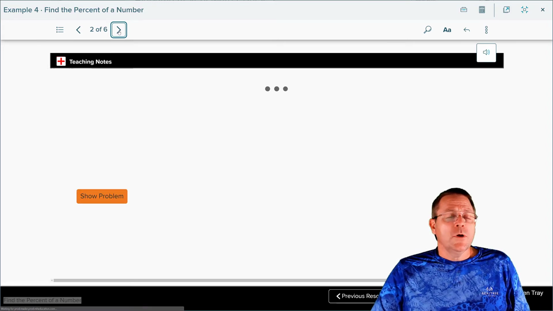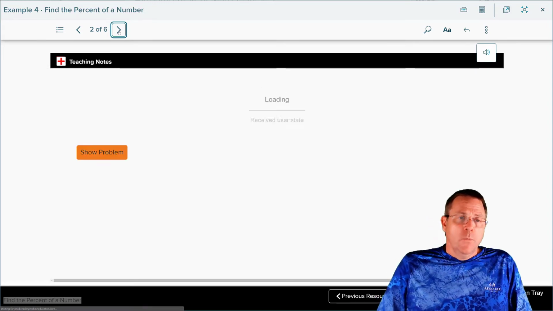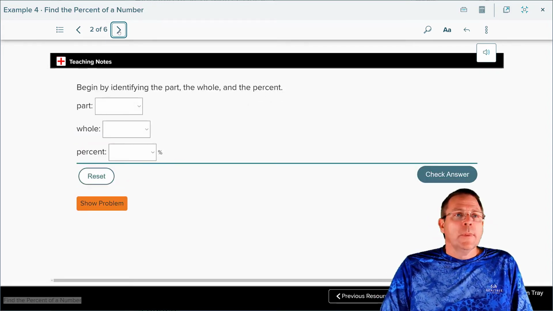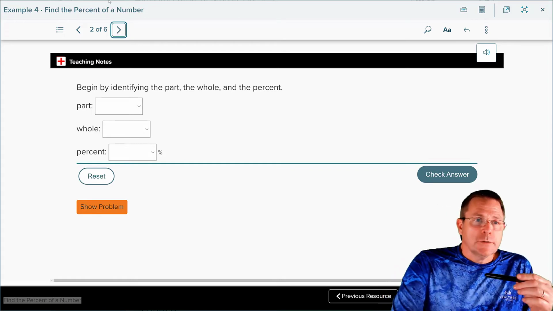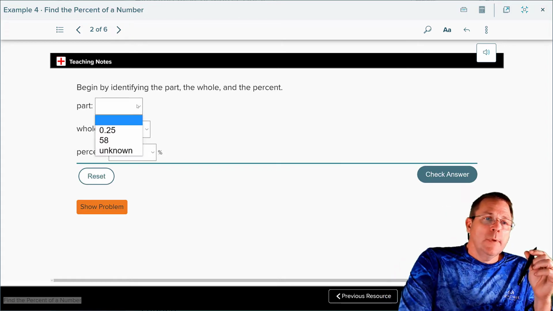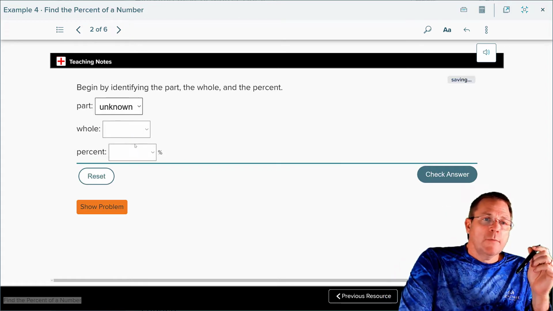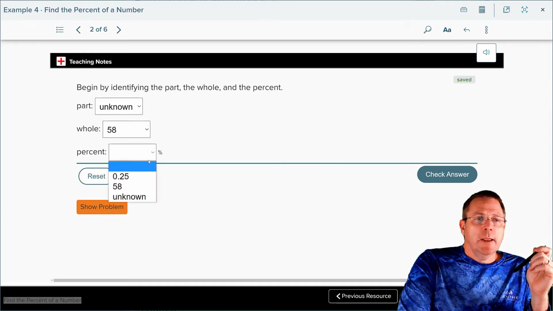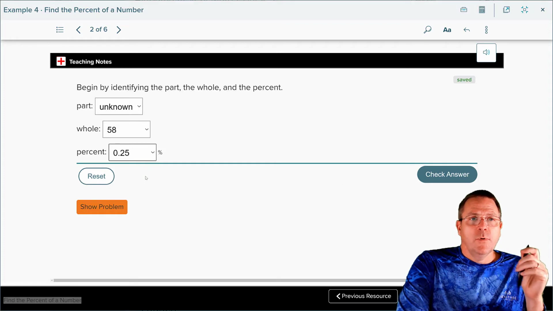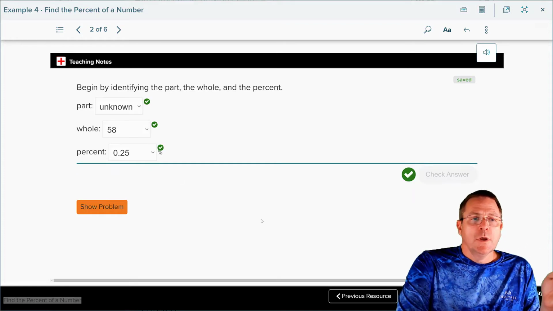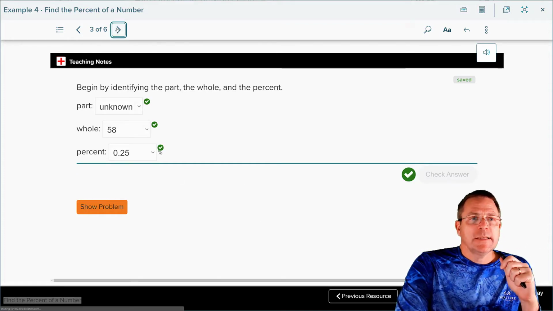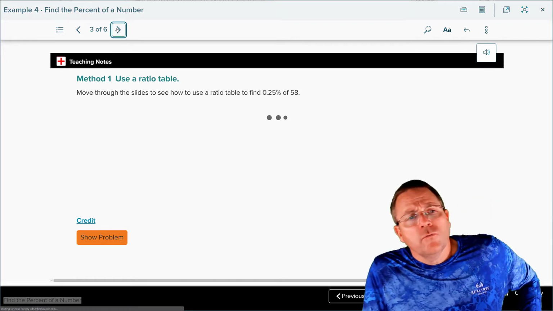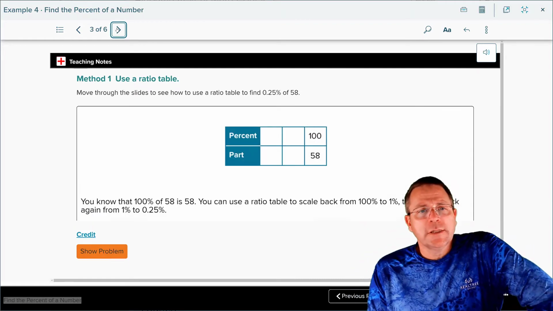So instead, what do they suggest we use? Well, we're going to start off with identifying our parts. The part is going to be the unknown. That's what we're looking for. The whole is going to be 58, and our percent is going to be 0.25. Check those. We got that part good. Let's keep moving. Now we're going to use a ratio table to move through the slides to see how we can do this one.